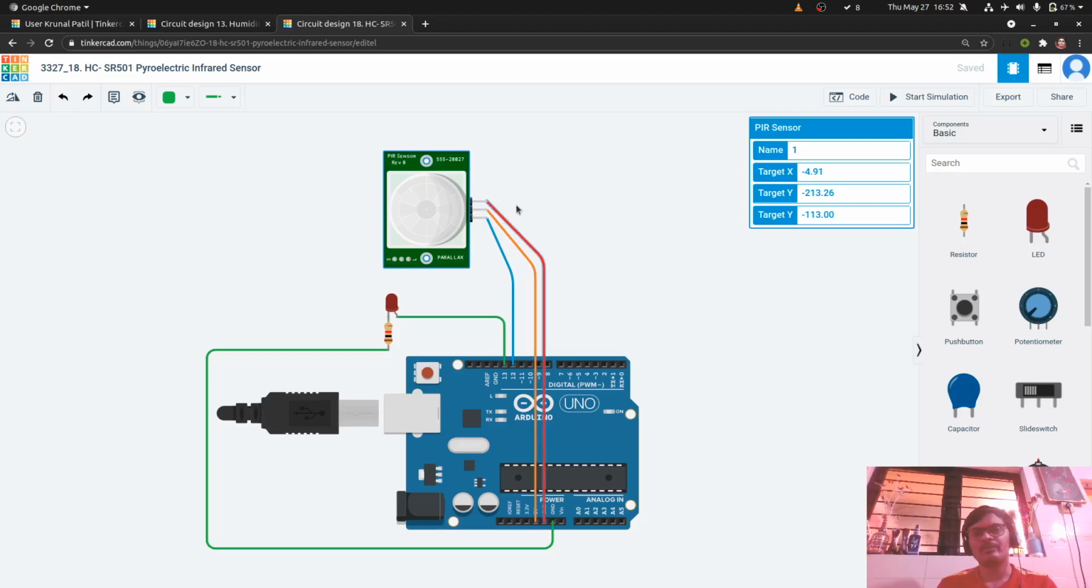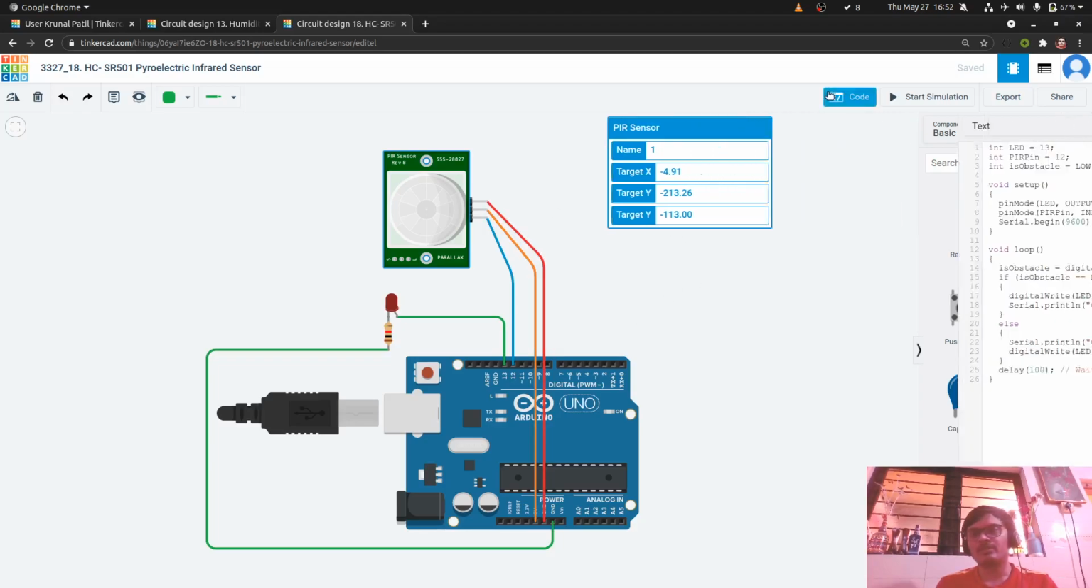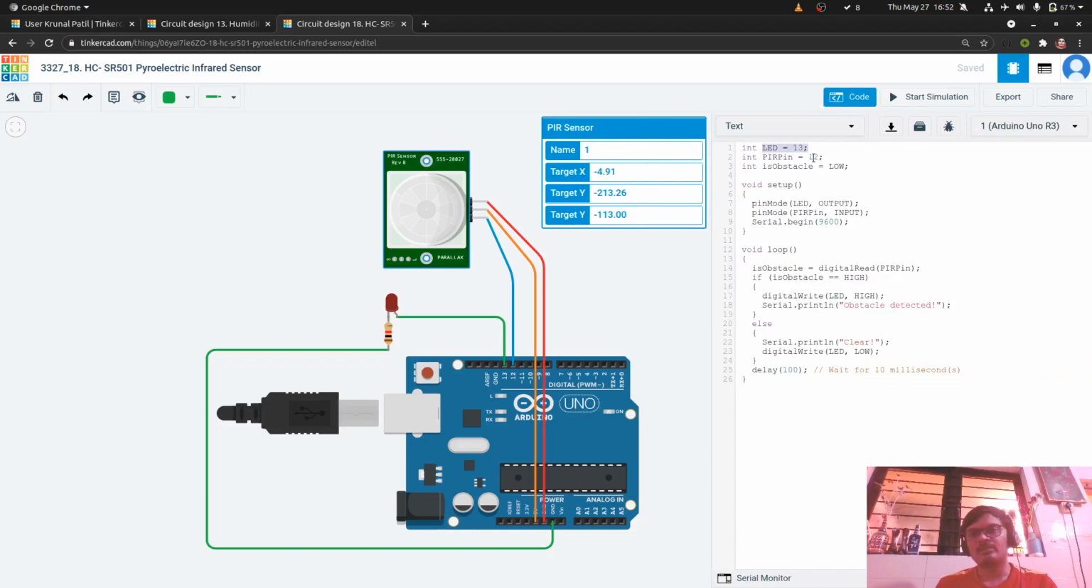If we check the coding part, the LED is connected to 13, which is the output. The PIR pin is 12, which takes the input from the 12th pin. The obstacle variable is assigned as low, since initially we do not have any obstacle. LED is output, PIR is input, and is obstacle is read with digitalRead.